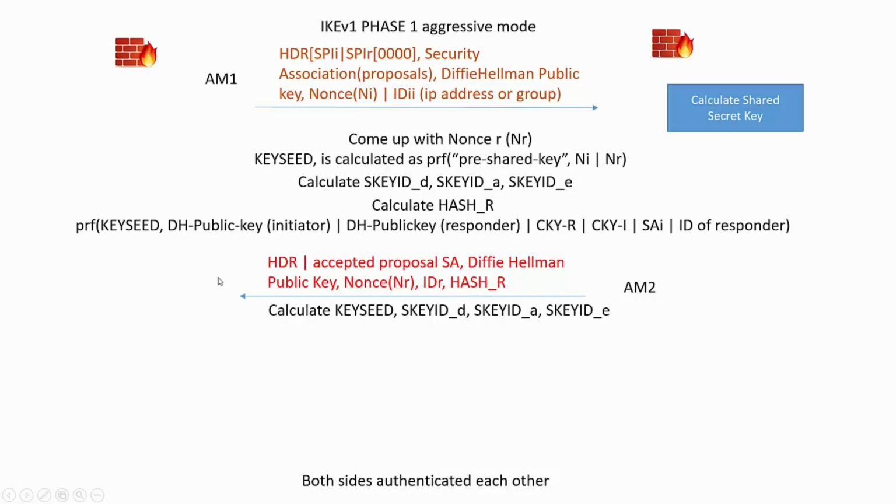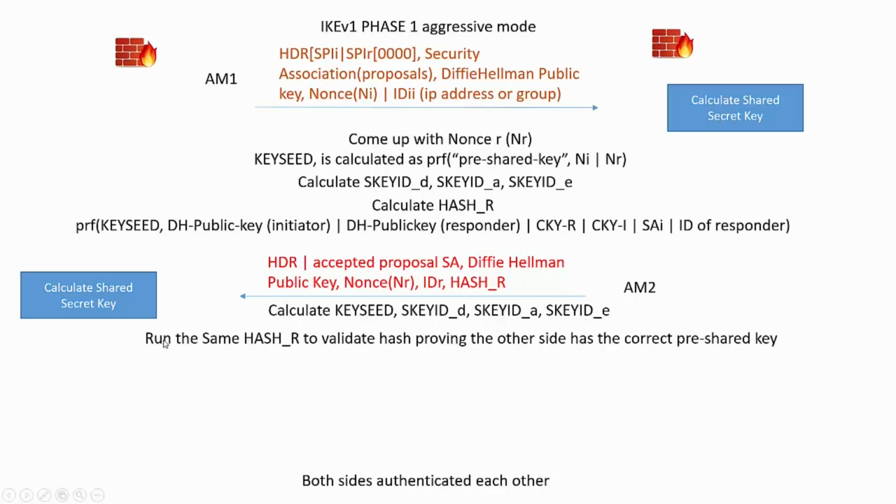So, now that the initiator has the Diffie-Hellman public key of the responder, it can calculate the Diffie-Hellman shared secret key. And based on that, it's going to calculate the key seed and the SKEYID for phase 2. It will calculate the authentication key and encryption key. And then it's going to run the same hash that was used by the responder to validate that the hash from the responder was correct. It's going to calculate its own hash. And in that case, it uses the same function.